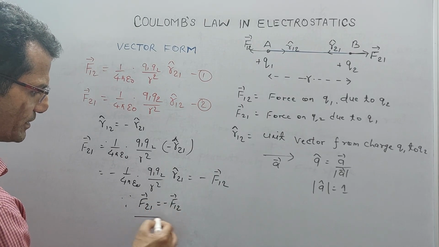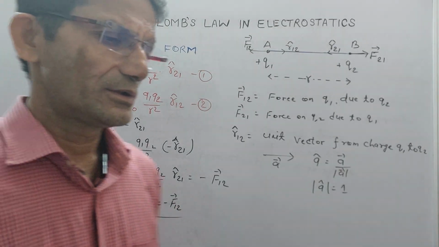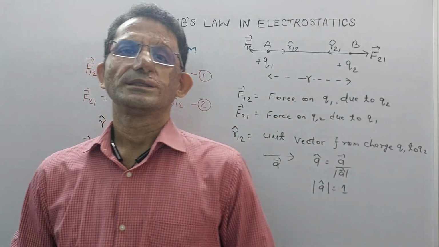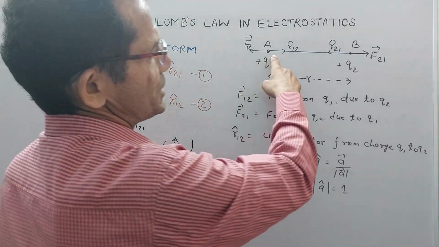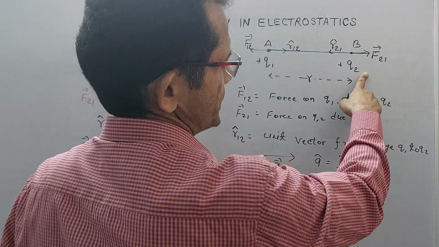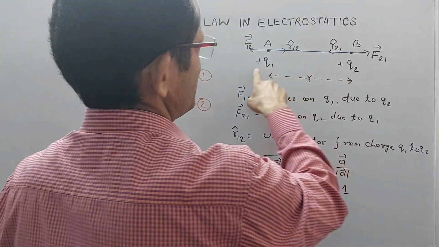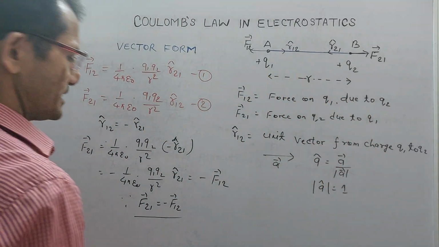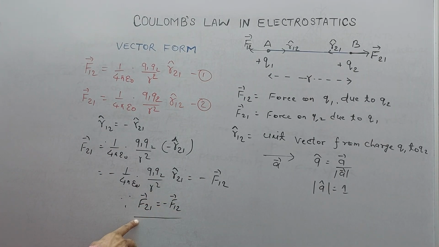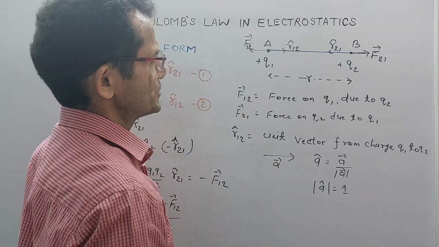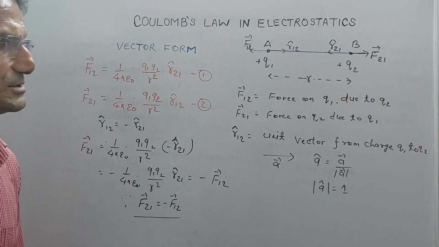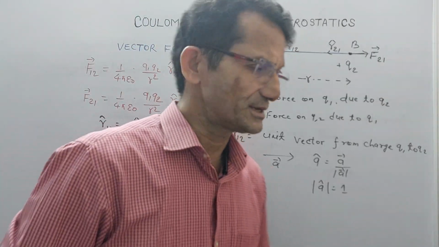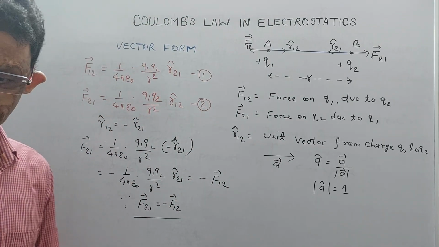It means that Newton's third law also says that when two forces act on each other, these two forces will be equal and opposite. That is the same thing here. If q1 applies some force on q2, and q2 also applies the same force on q1 but in the opposite direction, Newton's third law is verified from Coulomb's law in electrostatics. Coulomb's law in electrostatics is valid only for static charges. When the charges are static, only in that case does the force act between two charges. When charges are moving, we cannot use Coulomb's law.